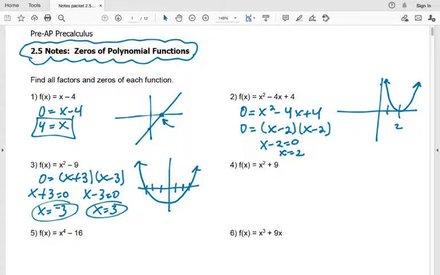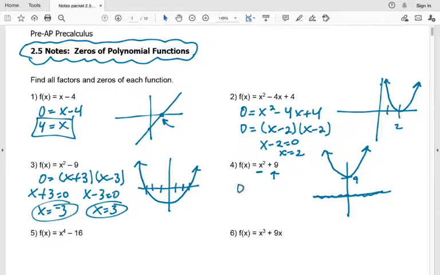All right, on the next one, I want you to think about the graph of this one. This is a normal quadratic that has been shifted up 9 units. So right here at 9, that's where my vertex now is, and it looks like this. If you'll notice, we're not crossing the x-axis at all. So that means that there are no real solutions.